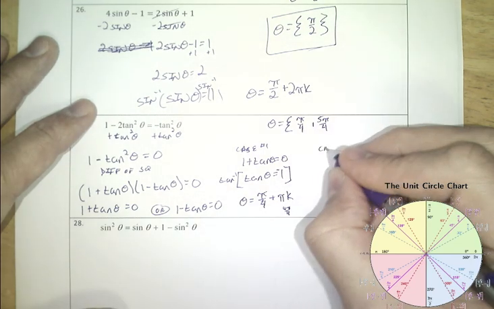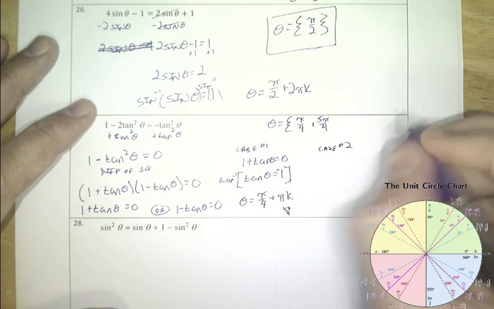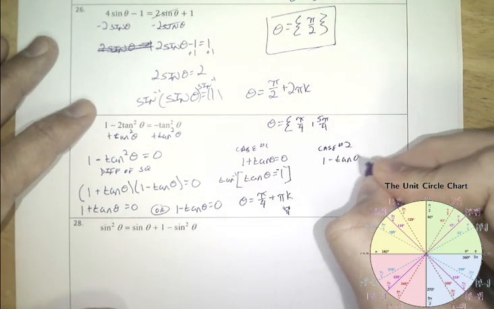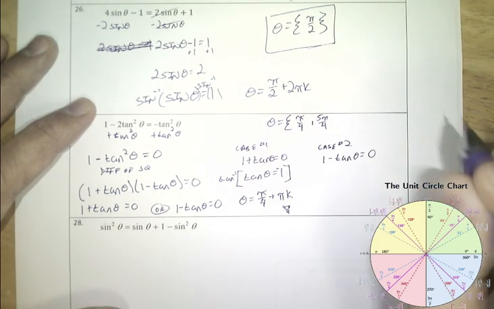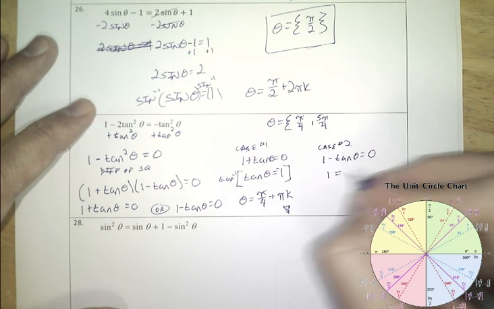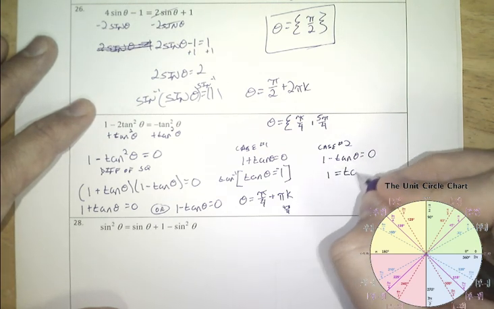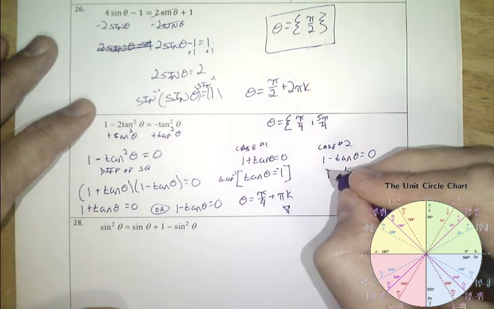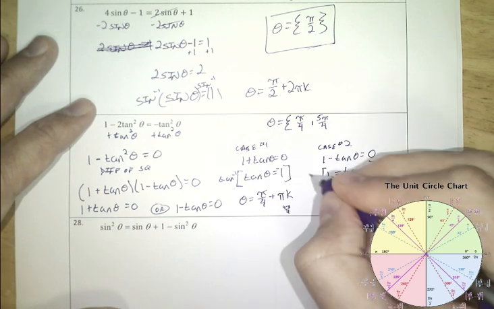Okay, case number 2. 1 minus tangent theta is equal to 0. Let's just subtract tangent from both sides, and we get 1 is equal to tangent theta. Again, we can take inverse tangent of both sides.